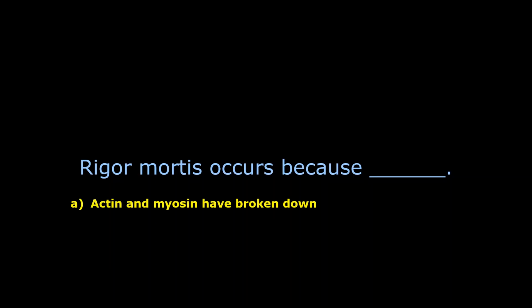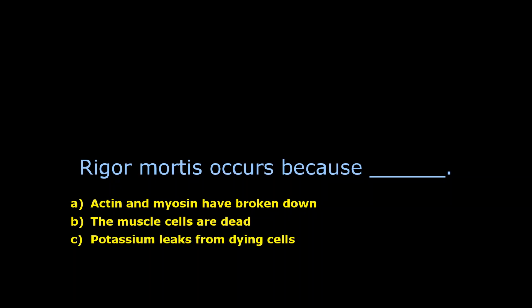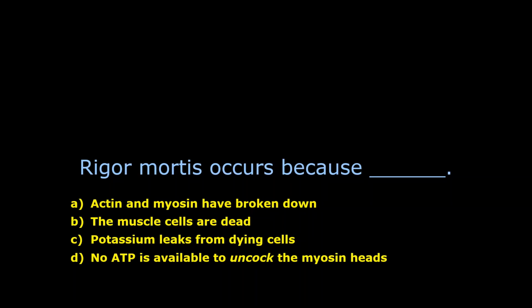Actin and myosin have broken down? Nope, not yet. They will eventually, but not yet. The muscle cells are dead. That's not the reason why. Potassium leaks from the dying cells. That's not correct either. There it is, ATP. It's got to be about ATP. No ATP is available to uncock the myosin heads.